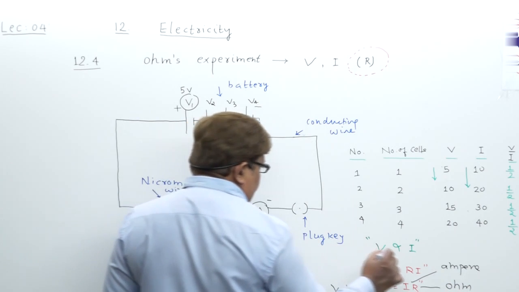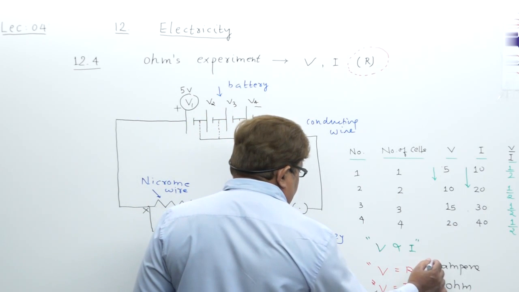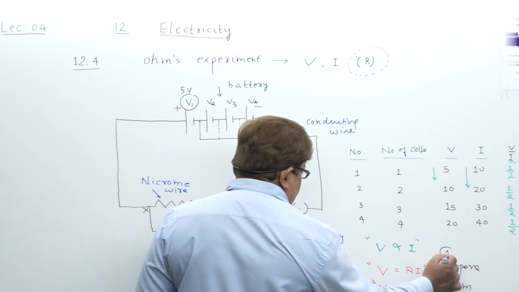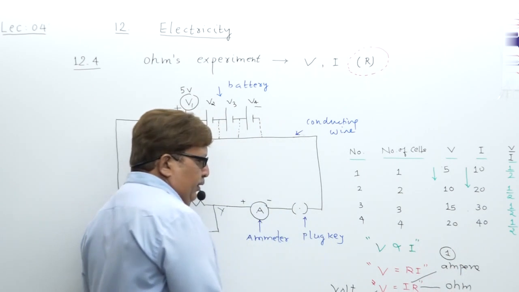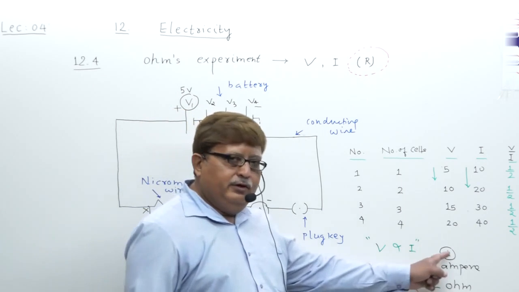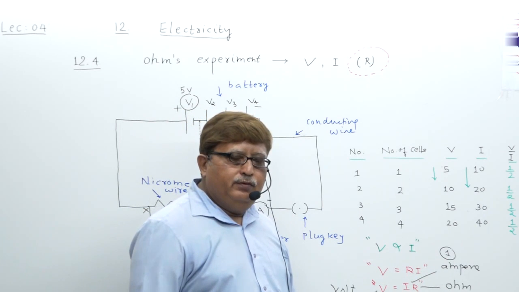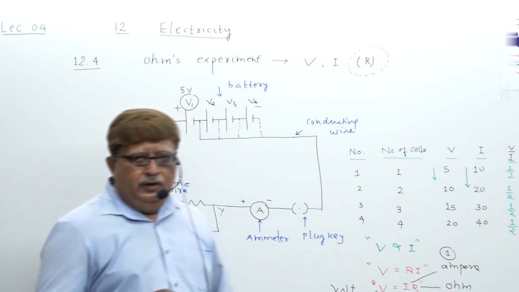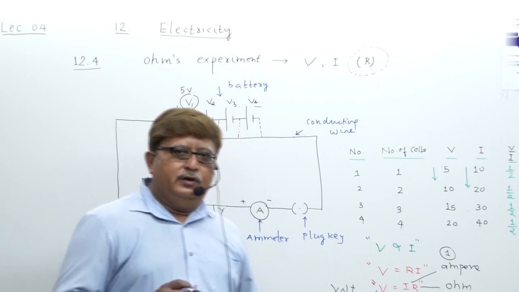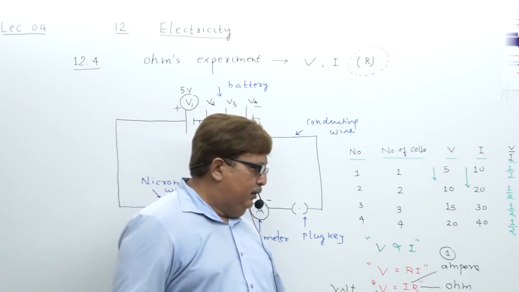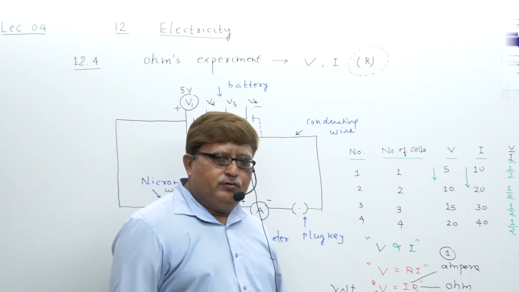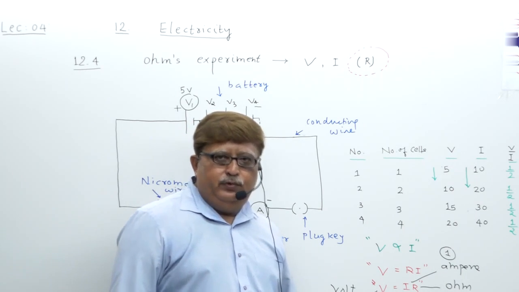If you can remember, we have already understood the meaning of 1 ampere. If 1 coulomb charge passes through any cross section of a conductor in 1 second, then the current flowing in the conductor is called 1 ampere current.